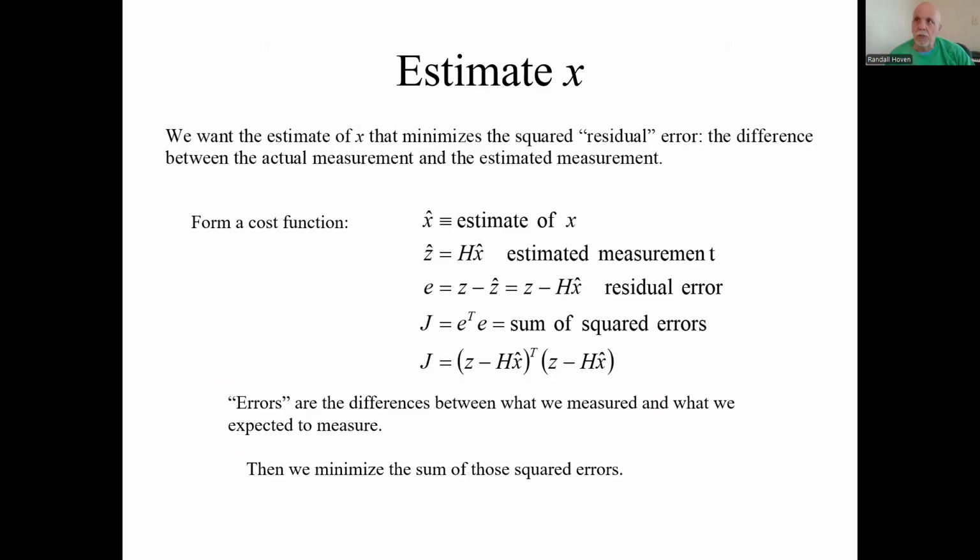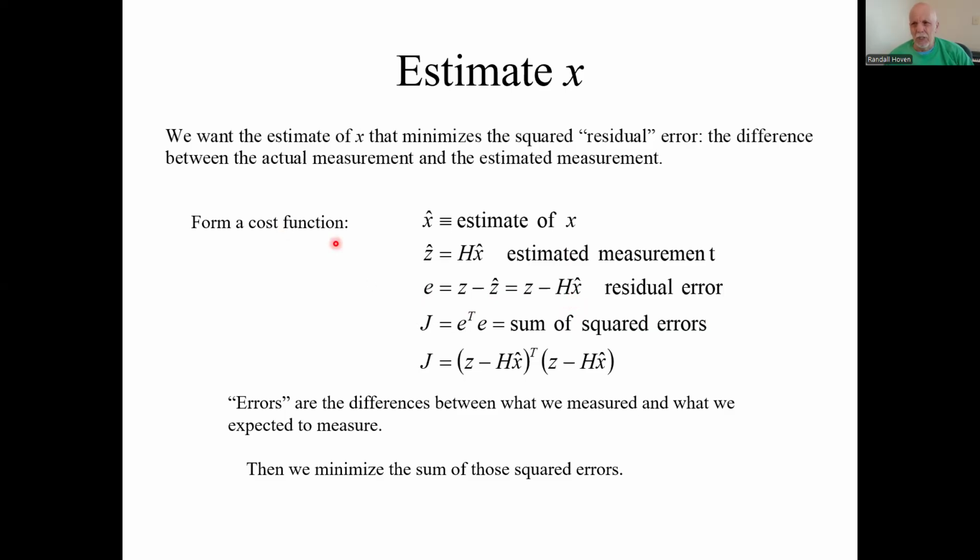Let's get some language and notation. This hat means the estimate of something. So x hat is the estimate of x. z hat is the estimated measurement, or kind of what we expected to measure. e is this error. It's the difference between what we actually measured and what we expected to measure. Which in terms of the state model, it's this: z minus this Hx hat.